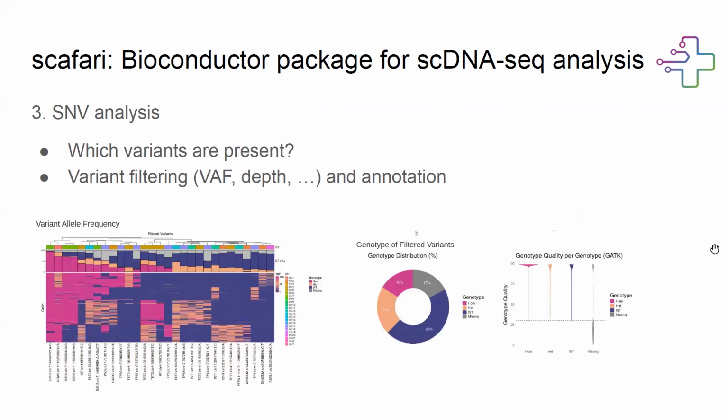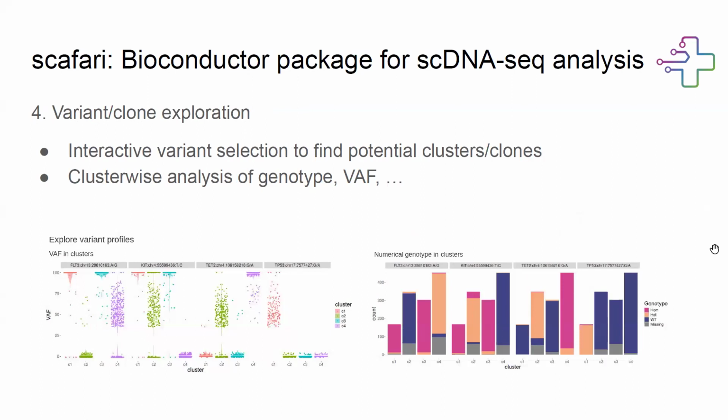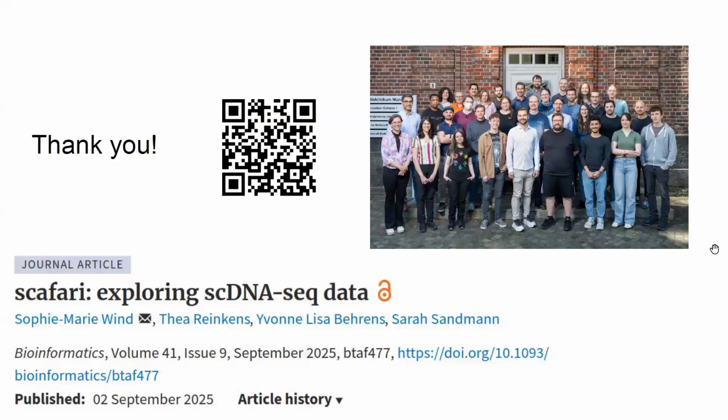Then we have the classical SNV analysis on single-cell resolution. We can see which variants are present and have deeper insights into it. And then maybe the major part is that we can filter and annotate the variants. Then we can find kind of clusters or subclones and can look deeper into those because we are especially interested in some smaller clones to see, for example, clonal evolution and so on. So thank you. If you have questions, you can come to me in the coffee break. And yeah, that's it.